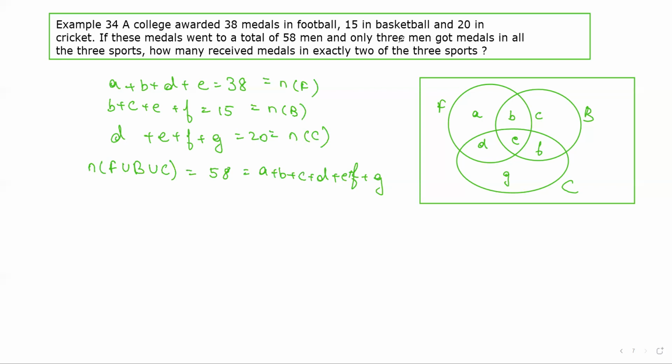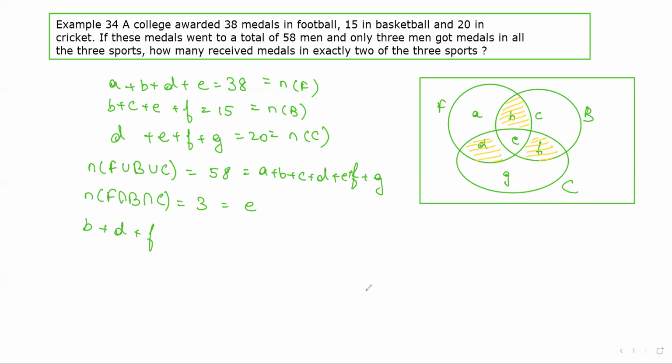And only 3 got medals in all the 3 sports. All the 3 sports means that all the 3 circles overlap, which is your E portion. So N of F intersection B intersection C will be equal to 3, which is also equal to E value. Now we have to find how many received medals in exactly 2 of these sports. When you say 2 of these sports, you have to calculate the value of B plus D plus F, because this is the region where only 2 circles overlap.